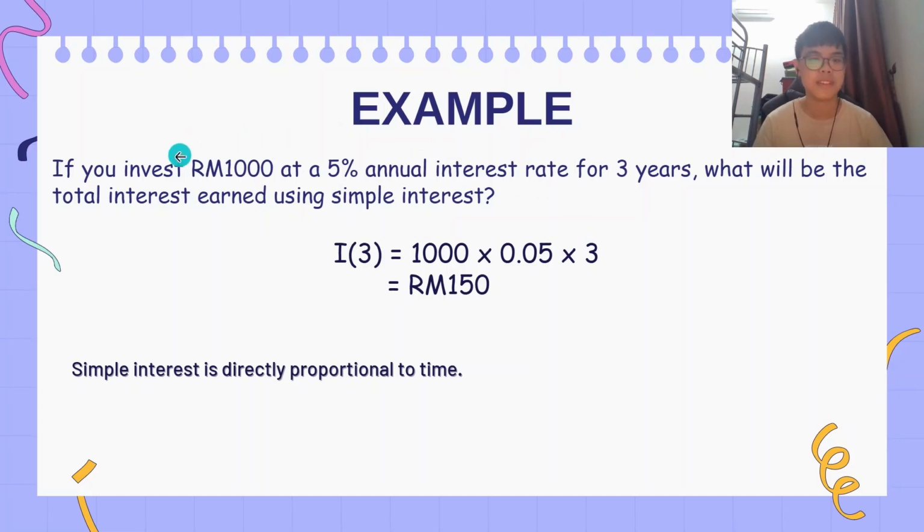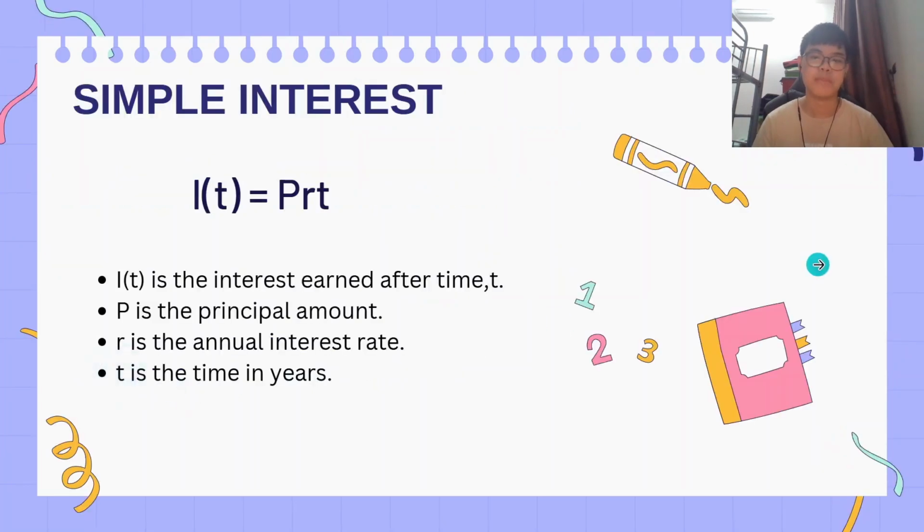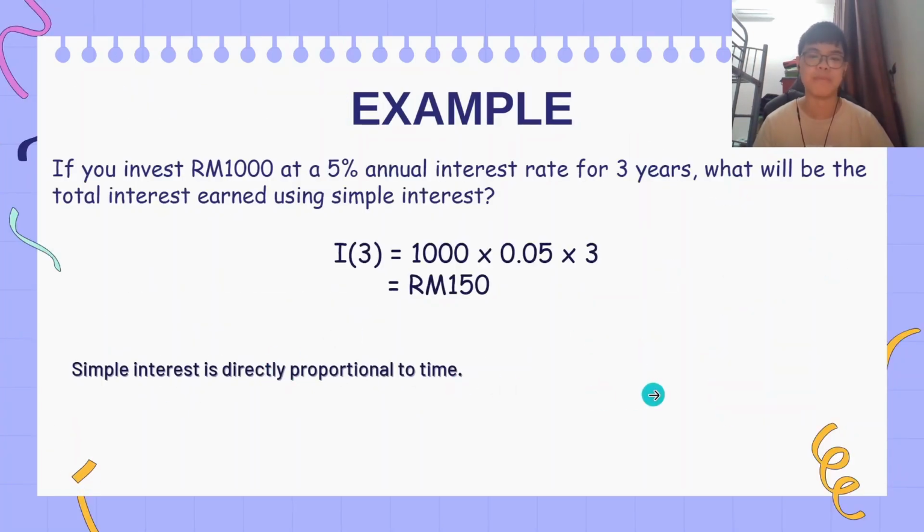So you need to list it out first. P is 1000 ringgit, R is 5%, and T is the 3 years. So we need to use the equation just now, I_T equals to PRT. You need to substitute in these three information that they gave us. So I_3 equals to 1000 times 0.05 times 3. So the total interest earned we got here is 150 ringgit. So simple interest is directly proportional to time.